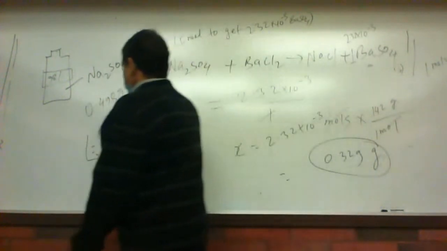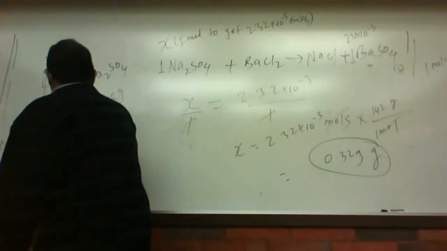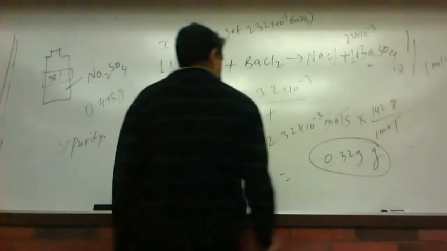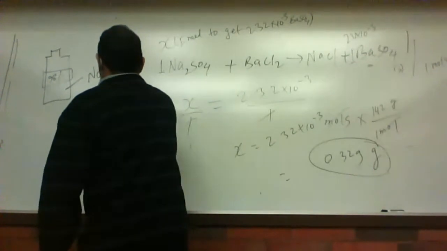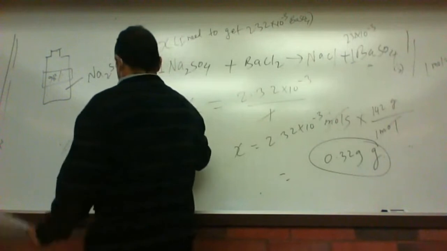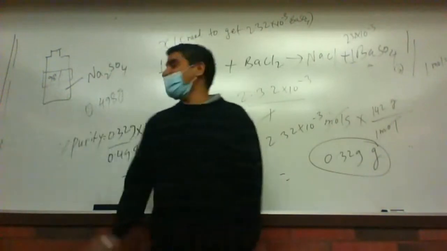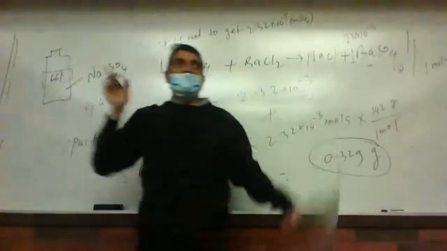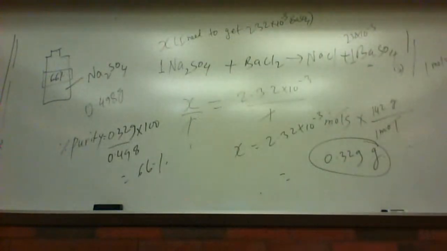So impurity relates to the percentage purity. What is the percentage purity here? If it is very pure, I need this much, 0.329 out of 0.498 gram, multiplied by 100. This gives you 66%. So this is only 66% pure, not 98%. So the rest is maybe water, maybe copper, maybe iron, maybe other things, right?